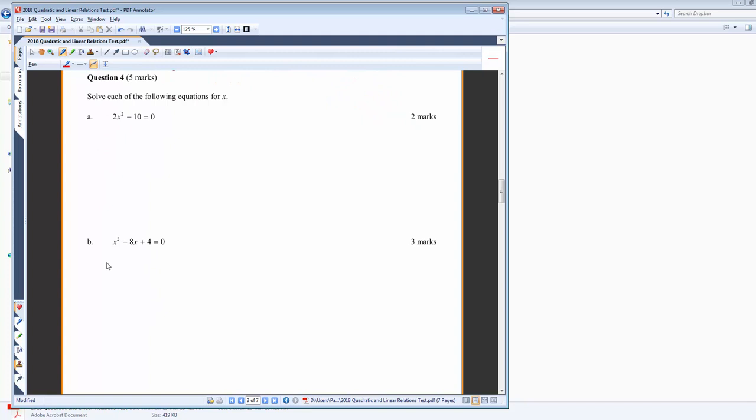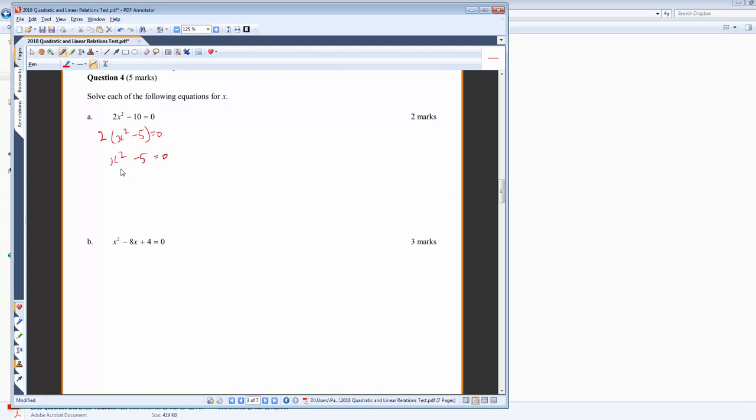Okay, solve each of the following equations for x. So what we can do for this one, there's a couple of ways of doing this one, so I'll do both ways. I'm going to pull 2 out as a common factor here. X squared take 5 equals 0. And if I divide both sides by 2, that cancels the 2 on this side, and 0 divided by 2 is 0. So I actually can just go x squared take 5 equals 0.